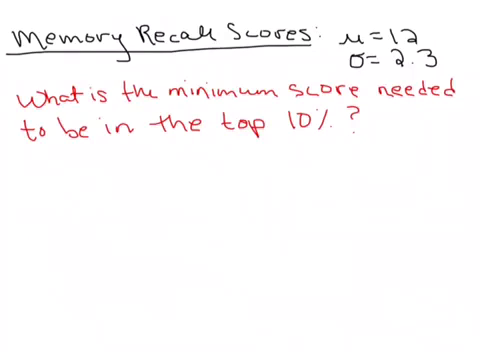So we'll start out with this population study with memory recall scores with a population mean of 12 and a population standard deviation of 2.3. The first question is, what is the minimum score needed to be in the top 10%? The first thing you should always do when there is a probability question and a distribution is draw it before you do any math. So immediately, right away, I'm going to draw a distribution.